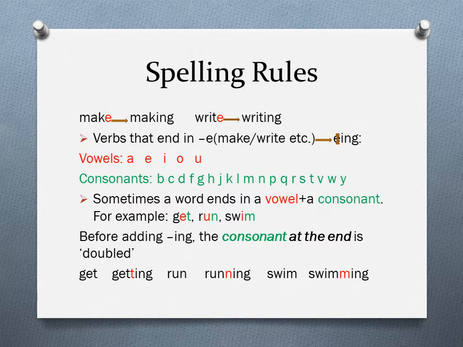Rule 2. Sometimes a word ends in a vowel plus a consonant. For example, get, run, swim, etc. The verb get ends in the vowel E and the consonant T. So before adding the ing, the last consonant in the word get, which is T, should be doubled. Get, getting. Run, running. Swim, swimming. We doubled the last letter. Why? Because these words end in a vowel plus a consonant.